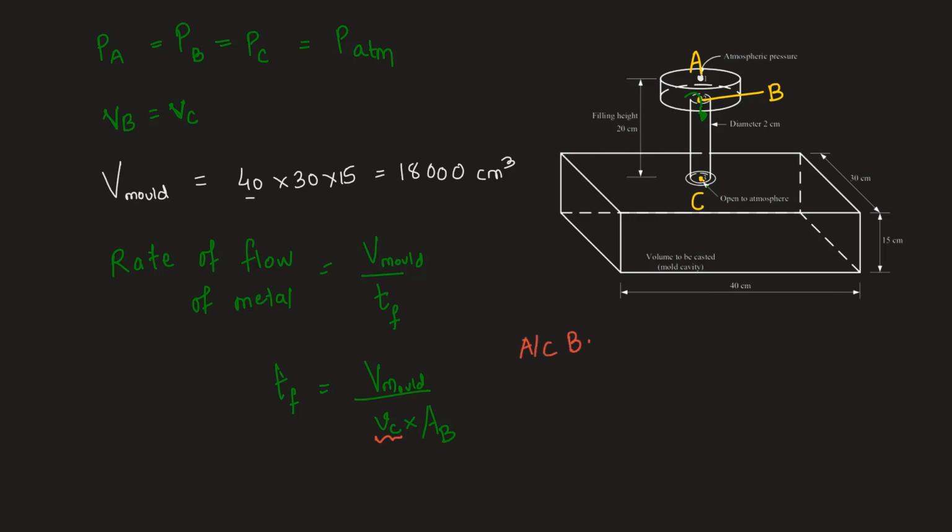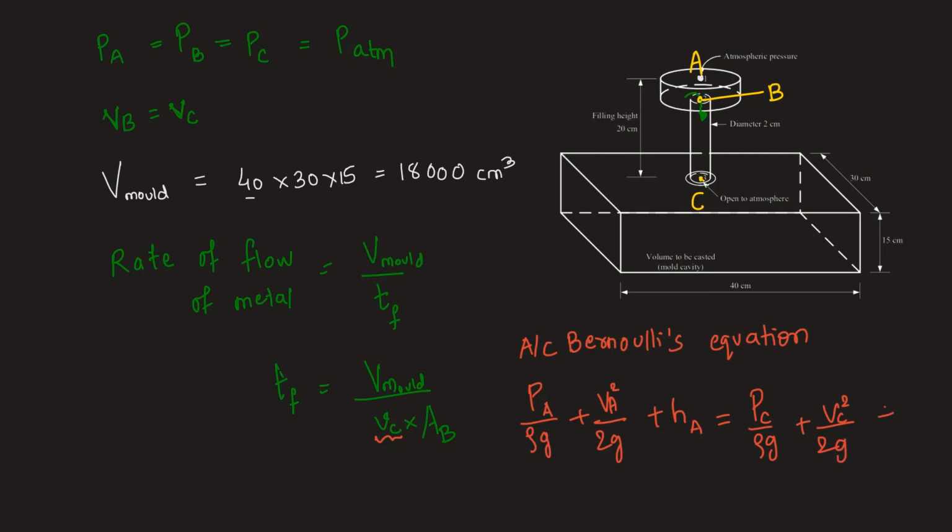According to Bernoulli's equation, the sum of pressure head, velocity head, and height from the datum will be equal for points A and C respectively. So we can write PA upon rho g plus VA square upon 2g plus height of point A from the datum equal to PC upon rho g plus VC square upon 2g plus HC. Of course, this velocity that we have written here is also at point B, but we already wrote that these two velocities are equal to each other. So it is actually velocity at point B. We will find VC and that will be equal to VB.